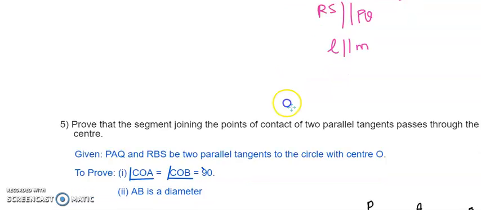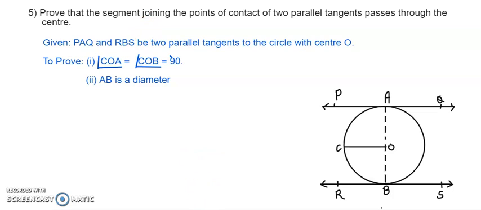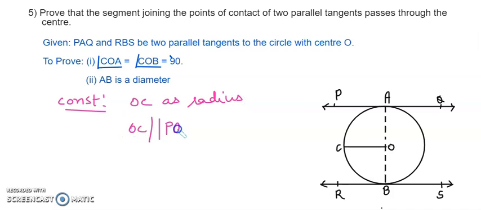Let's go to the next one. It's just the opposite. It's just the converse of the previous theorem. Now, if they are saying the line segment joining the points of contact of the two parallel tangents passes through the center, that means we have to show that AB is a diameter. Just the opposite. Right. So what we are going to do is construct here. What are we going to construct? OC as a radius in such a way that OC is parallel to PQ.